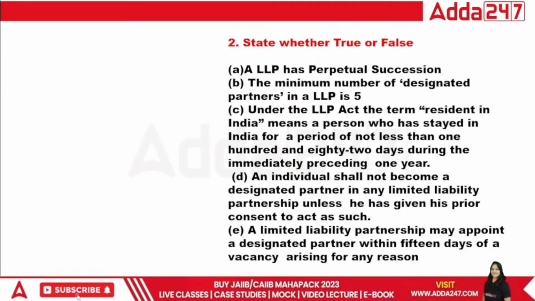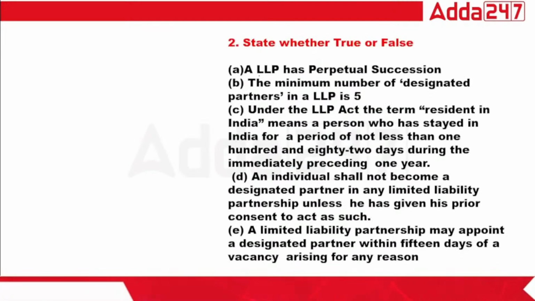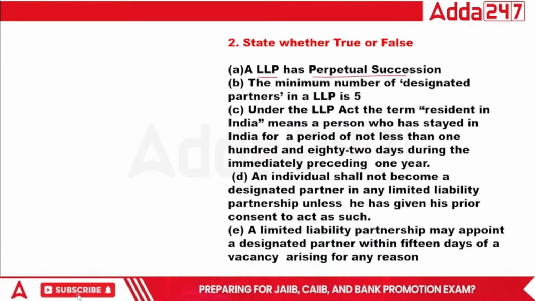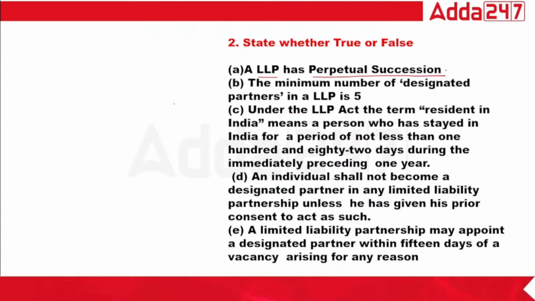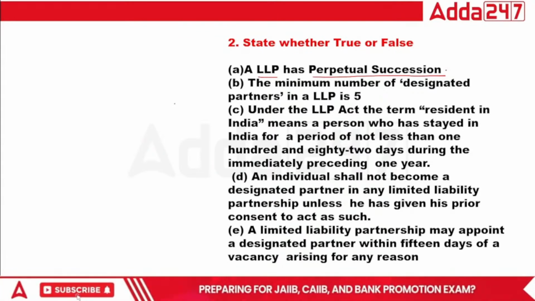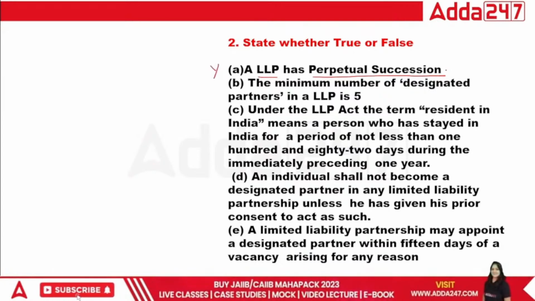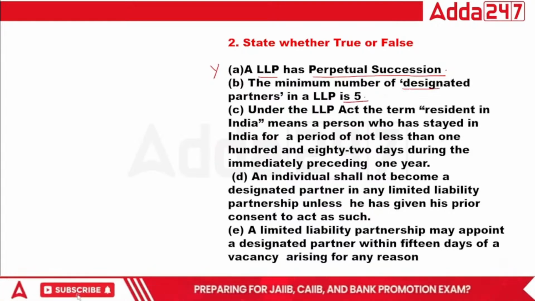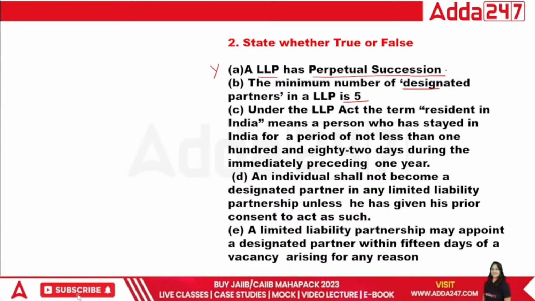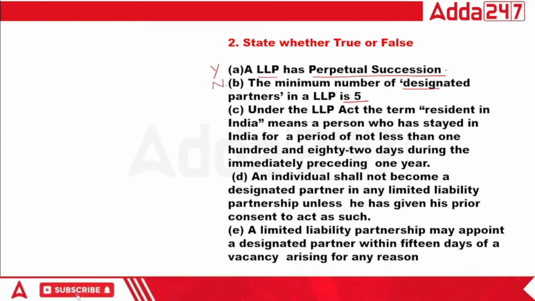Okay, next. True and false. LLP has perpetual succession just like company. Say yes or no. The answer is yes. Next: minimum number of designated partners is 5. Minimum number of designated partners is 5. That is no. Minimum is 2.